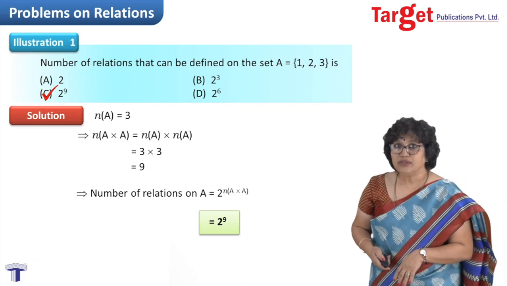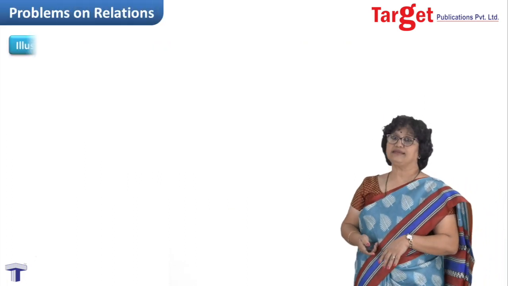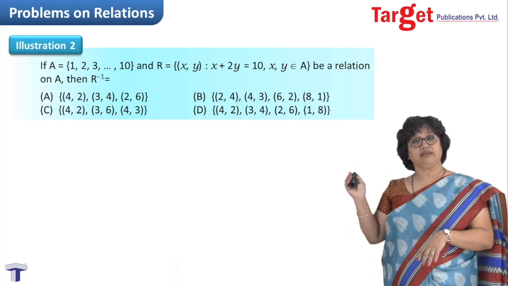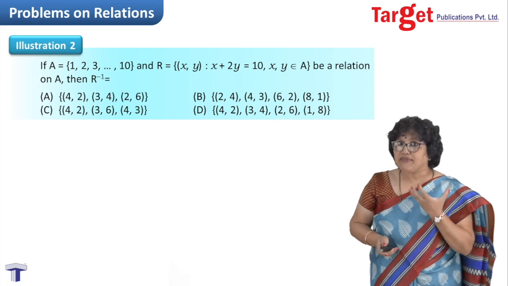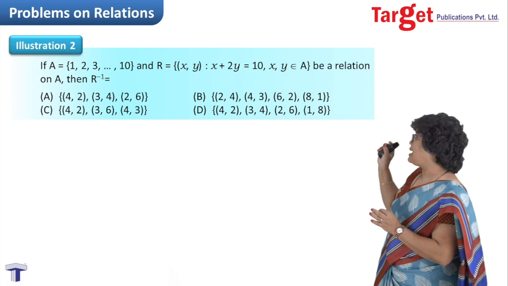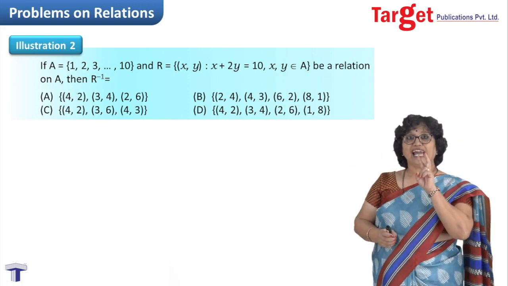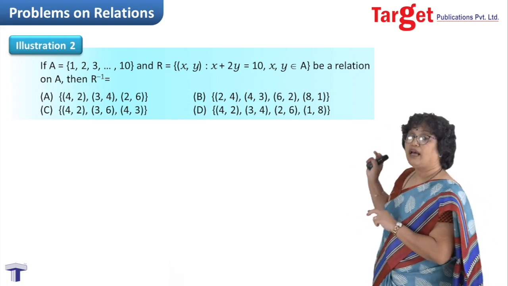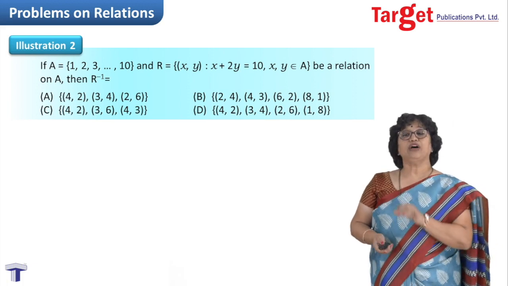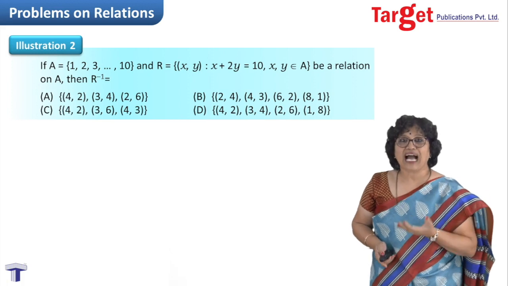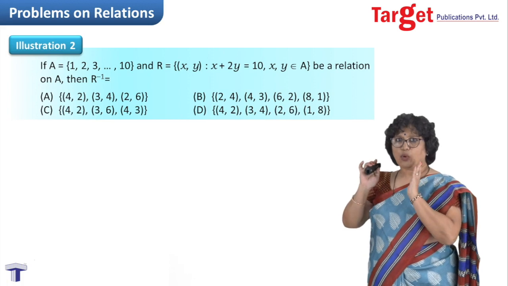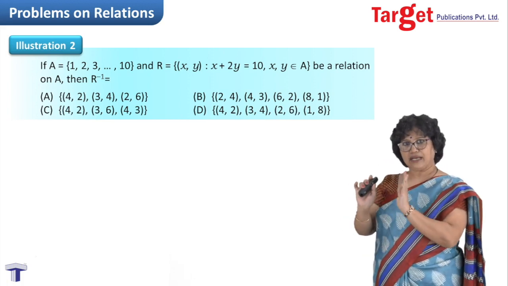Let us move to the second one. I have been given set A as {1, 2, 3, up to 10}, and a relation R. It is the set containing ordered pairs (x, y), where x + 2y = 10. And mind you, I have written that x and y both belong to set A. Now this is a relation and we are asked to find what R inverse is. I hope what is given and what is asked is clear to you.